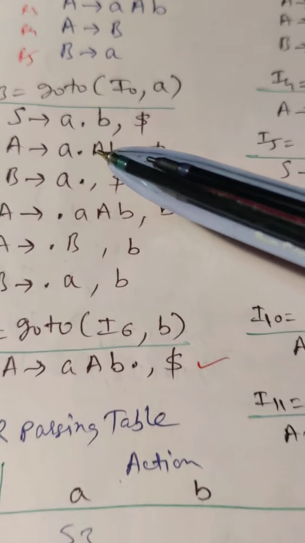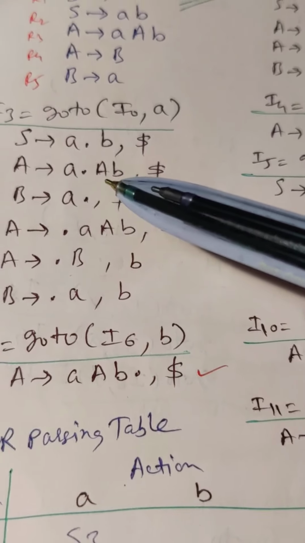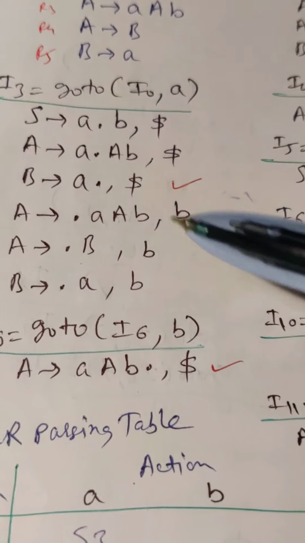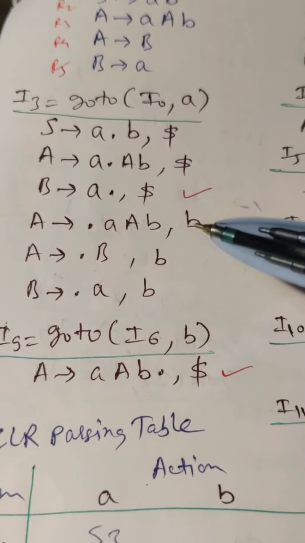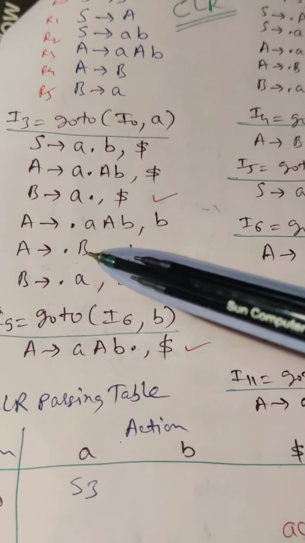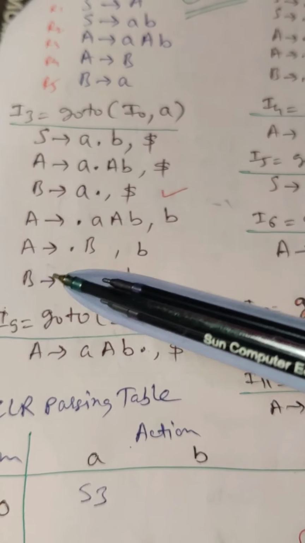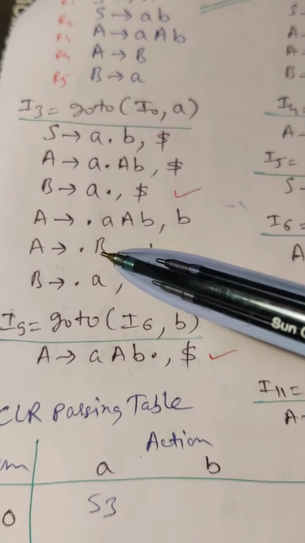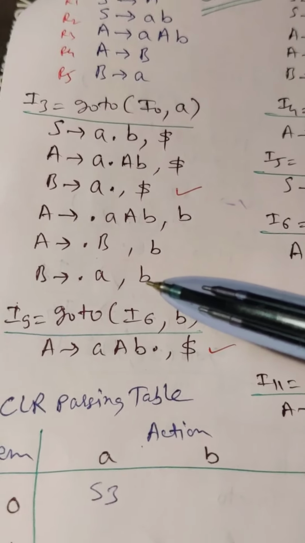So the lookahead of this A is B. So for both of these rules, the lookahead is B. Now if you observe, after this dot there is again a non-terminal B here. So for the rules of B, B goes to dot A. For this rule you need a lookahead. The lookahead of this B is B, so you get B here as well.